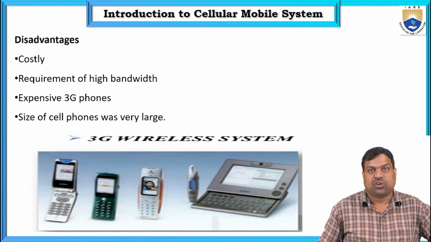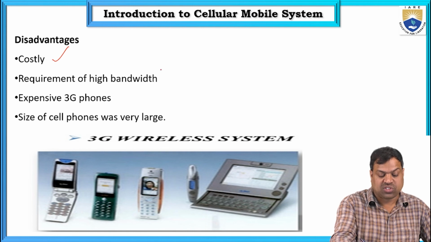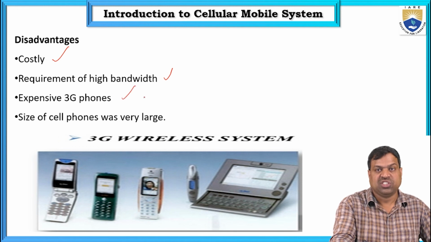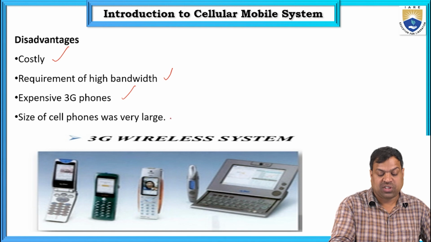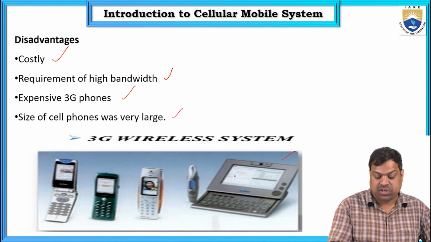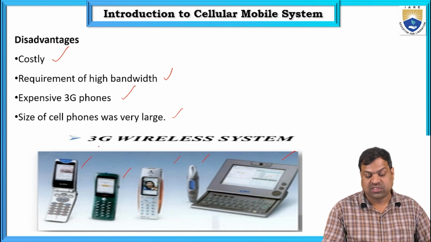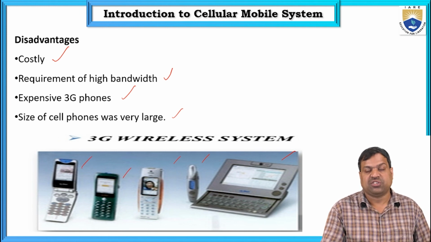So what are the disadvantages? It is costly. The mobile phones are also costly, and there is a requirement of high bandwidth. We need high bandwidth, and 3G phones are expensive, very expensive compared to 1G and 2G. And the size of the cell phones was very large. It is a tab. These are some issues related to 3G phones. So these are the advantages and disadvantages of 1G, 2G, and 3G.